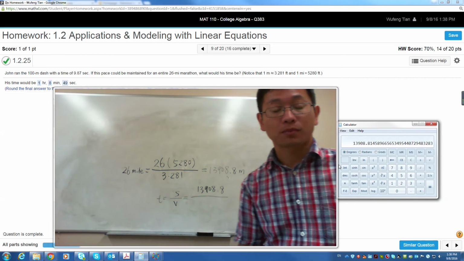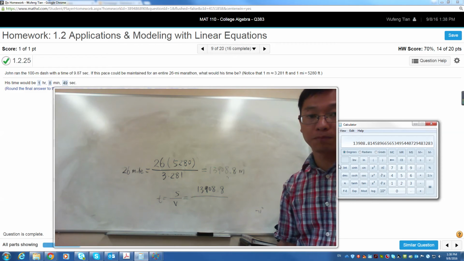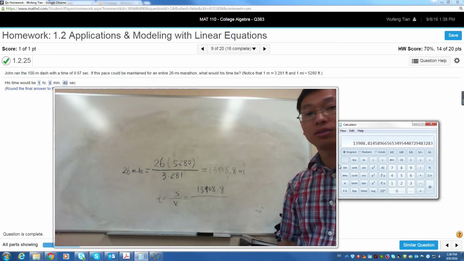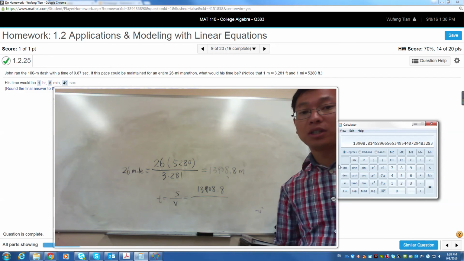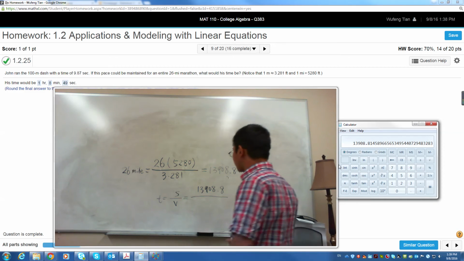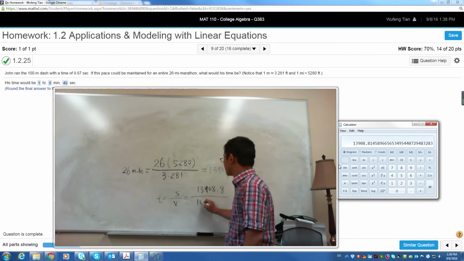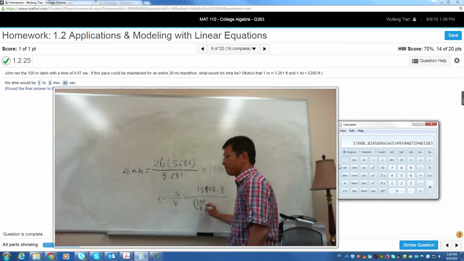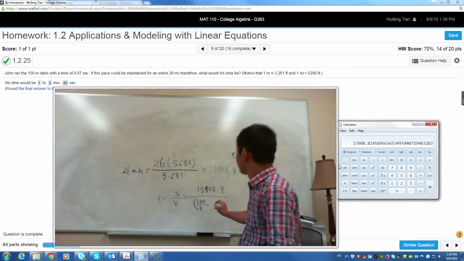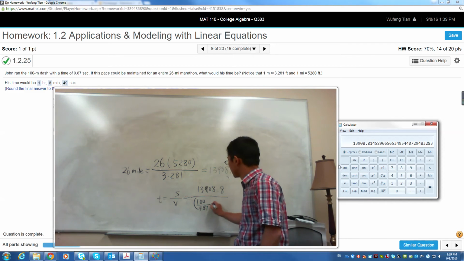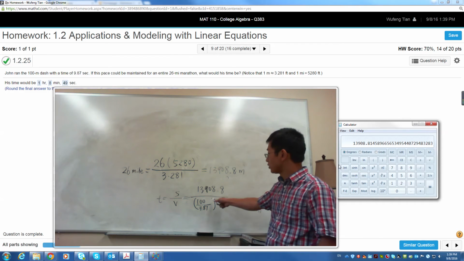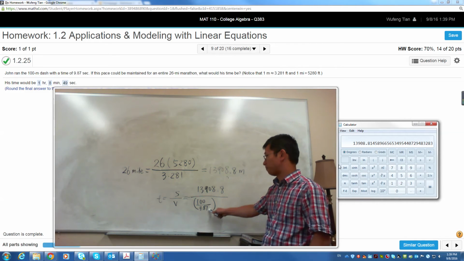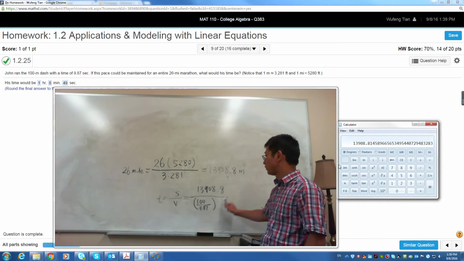Speed is 9.87 per 100 meters, 9.8 seconds. So basically, a speed is 100 meters divided by 9.87 seconds. This is your speed. Okay. The distance divided by the time is your speed, and S over V is going to be your time.